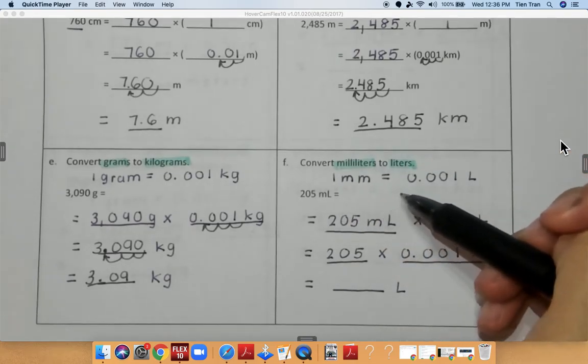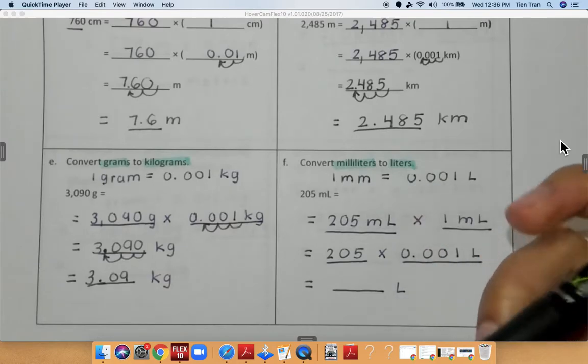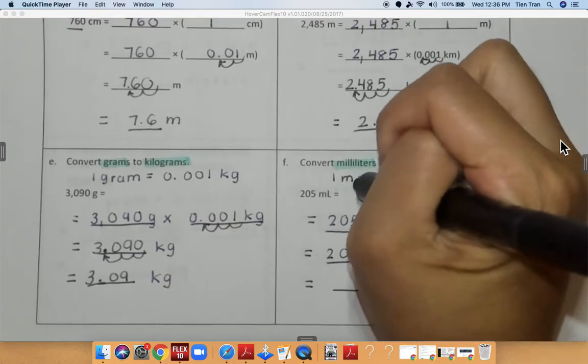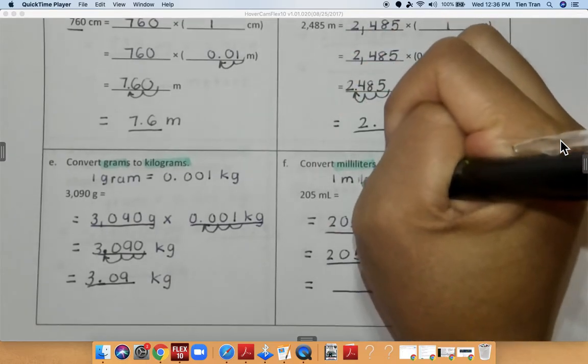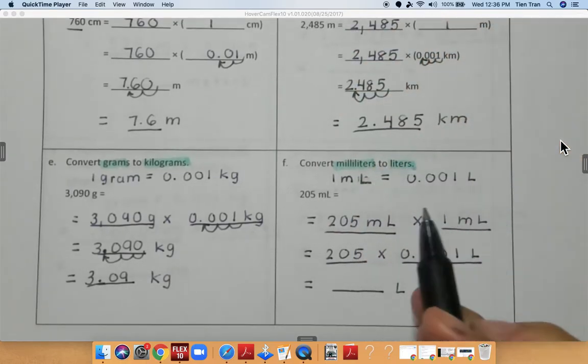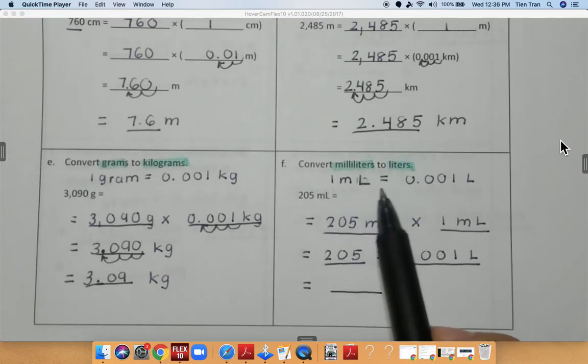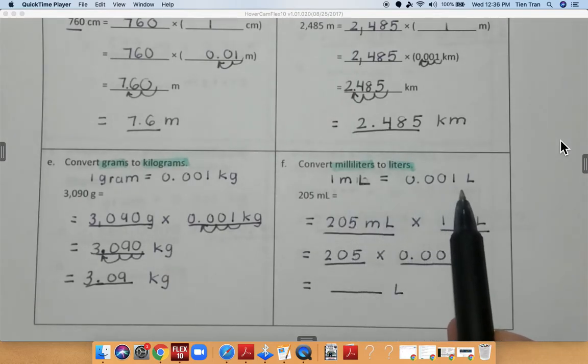Okay, now over here we are converting milliliters to liters. We have 1 milliliter, and we are converting it to liters. So I wrote this wrong. I need to make sure I put mL. mL is different than millimeters. Okay, so 1 milliliter is equal to 0.001 liters.